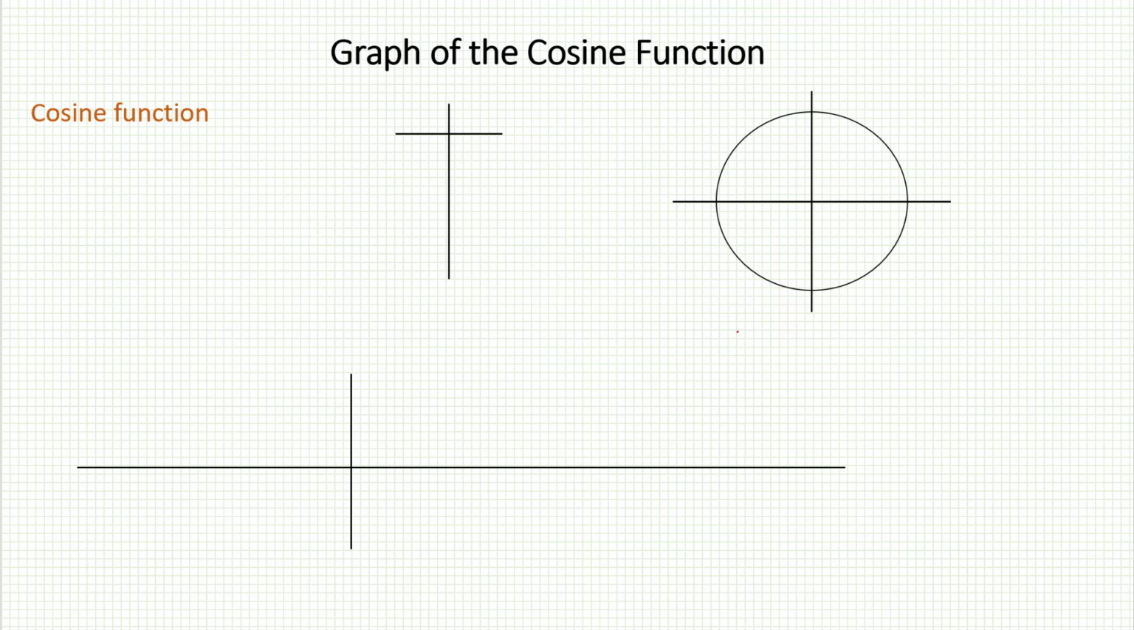Graph of the cosine function. Okay, we should be able to go through the cosine function a little more quickly. The cosine function is y equals cosine x, or in function notation, g of x equals cosine x. We already know that we should use those nice values from the unit circle.